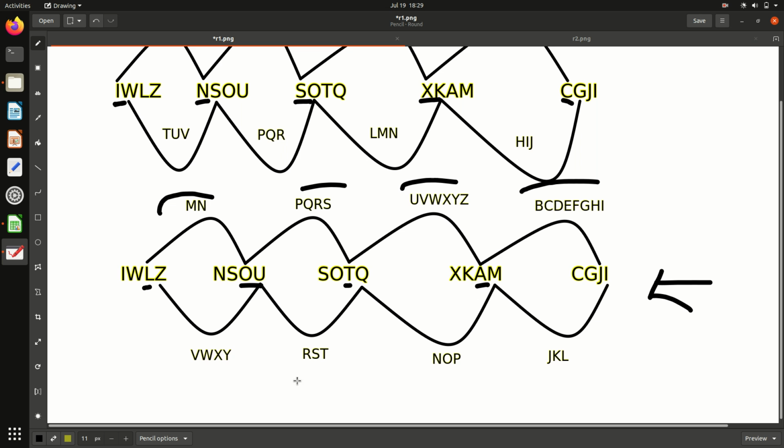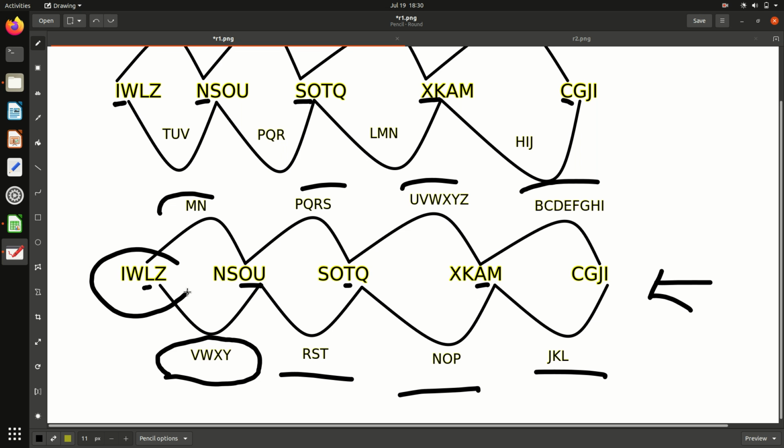Now we observe something different here, that each consecutive cluster has 3 letters. Here also 3 letters, sorry, here also 3 letters JKL, here also 3 letters are missing, here also 3 letters are missing, but here 4 letters are missing. Now this word is not following the pattern, because everyone else is having a 3 letters gap, but here it is having a 4 letters gap. It means this word IWLZ is not following the pattern and it is wrong.